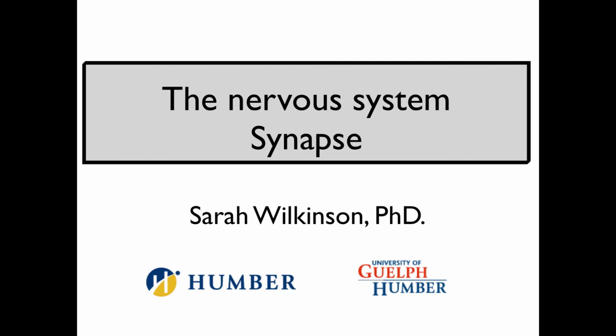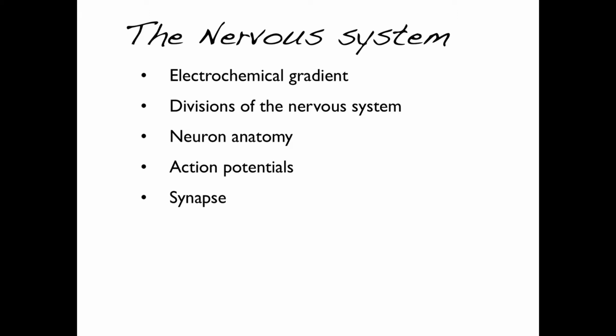In this next video in the nervous system series, I'm going to discuss how neurons communicate, or how a neuron and tissue communicate, at the synapse. In previous videos, I've covered the electrochemical gradient, the divisions of the nervous system, neuron anatomy, and action potentials. I would encourage you to watch all of these before carrying on to this video about the synapse.